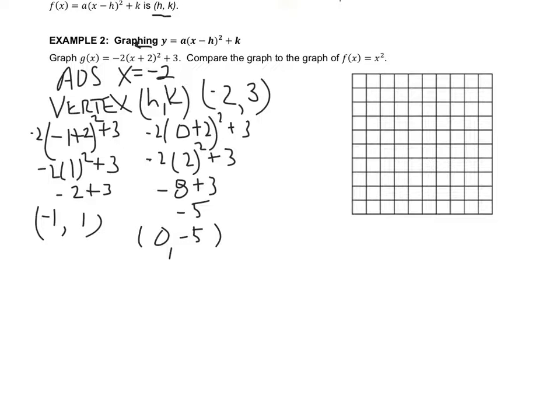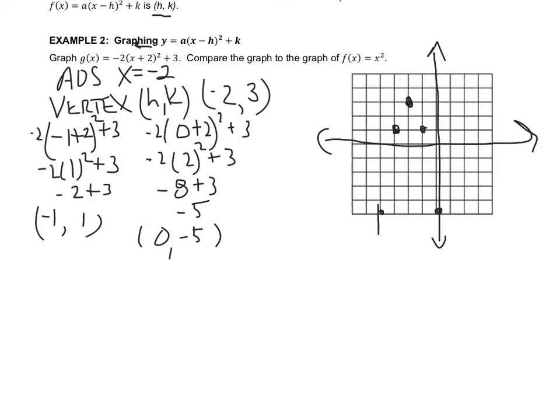So let's make the graph. So I think we're going to go here. And we'll make our x and our y's. Okay, when I plot my points, my vertex is at negative 2, 3, which is up here. Then at negative 1, 1, and at 0, negative 5. Perfect, right there. Now again, remember, my axis of symmetry is going right straight through the negative 2, 3. So if I just do the mirror image, there's my 4th point, and there is my 5th point.